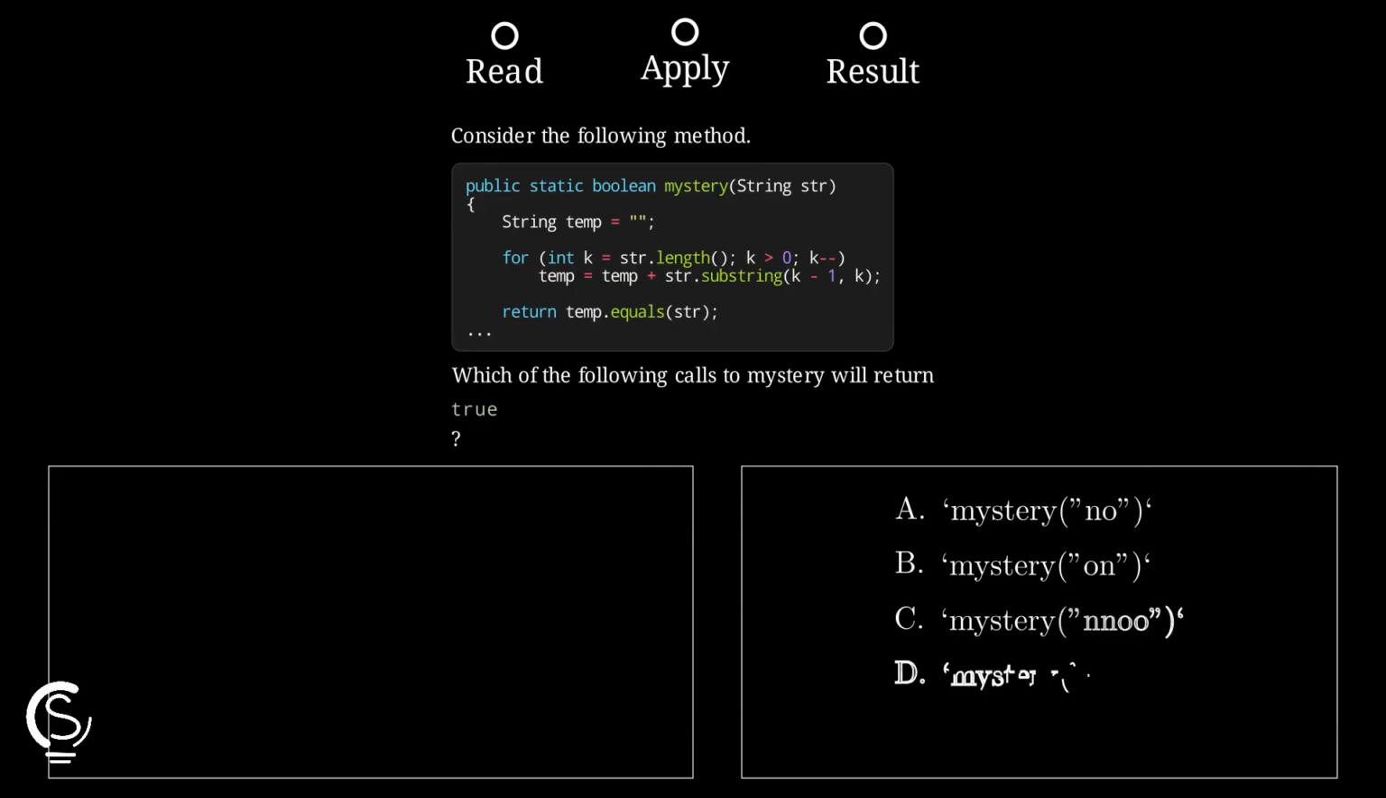First, examine the loop starting from the string's end. It takes each character from back to front and adds them to a new empty string called temp.